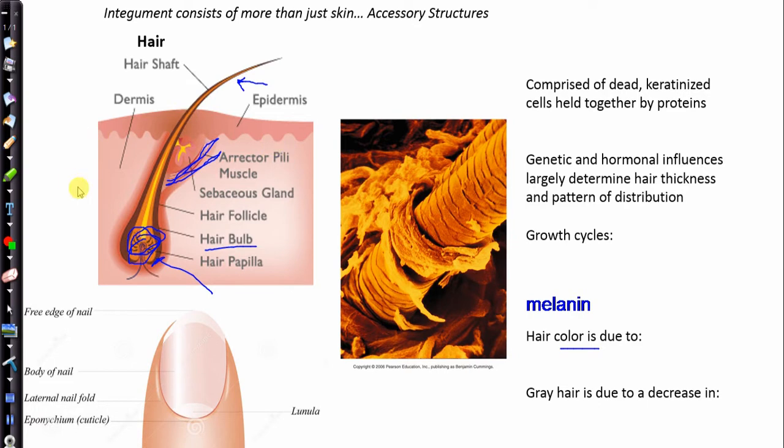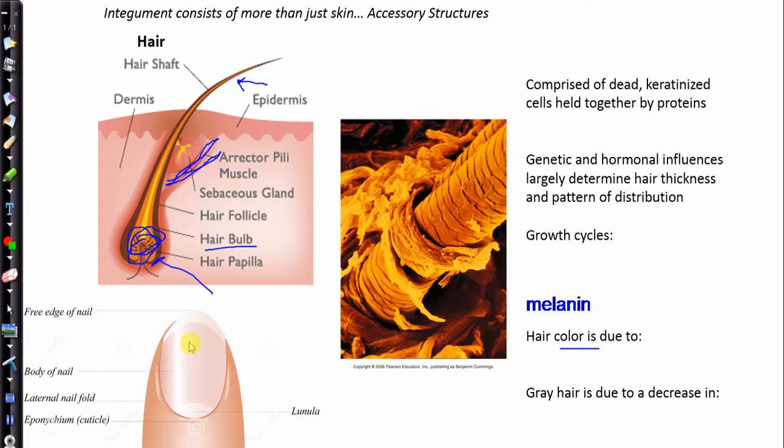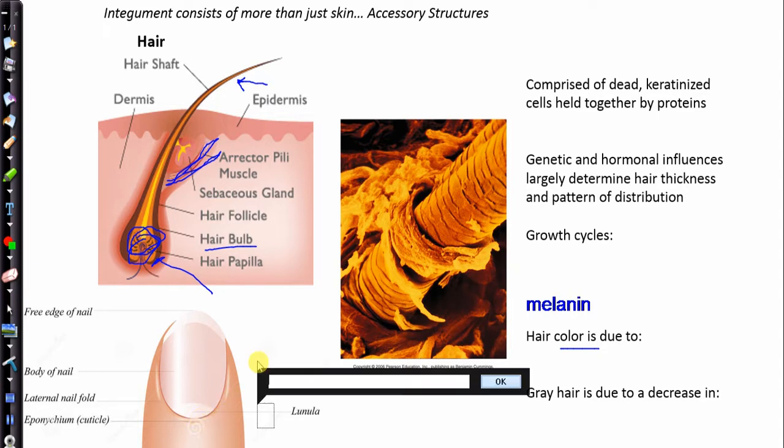Very briefly, even briefer, nails. I'm not holding you responsible for knowing much about nails, except to recognize again that the part we're seeing on the outside, the nail itself that we can see, is dead keratinized cells. The root of the nail, actually down in here, is going to be live cells that as they grow, they push out the dead nail toward the surface.